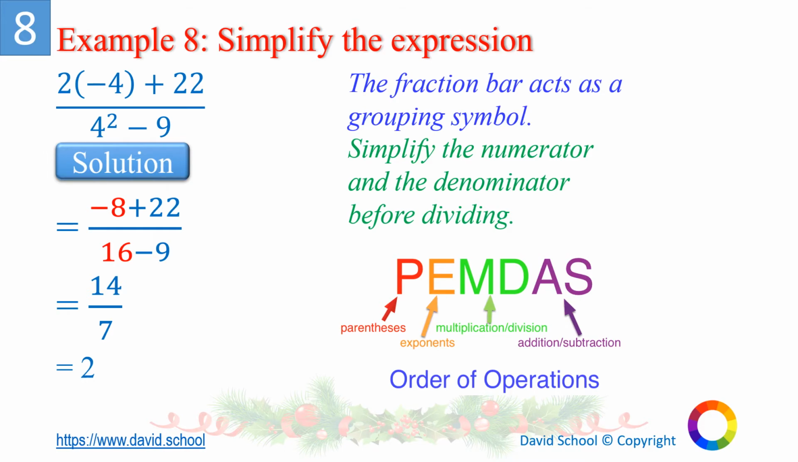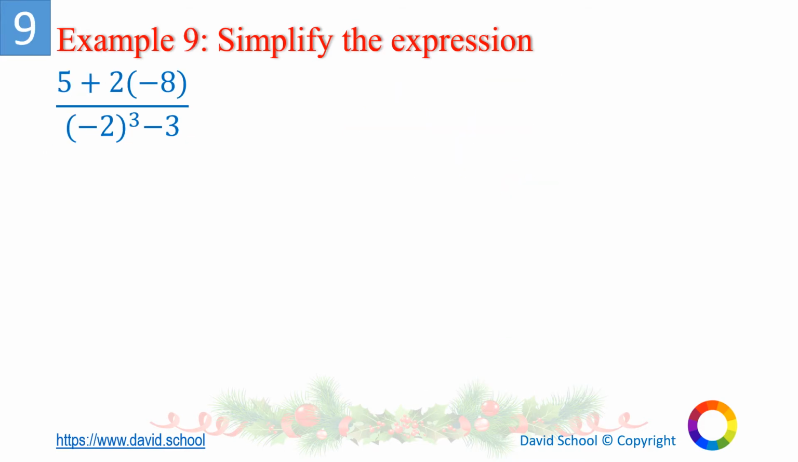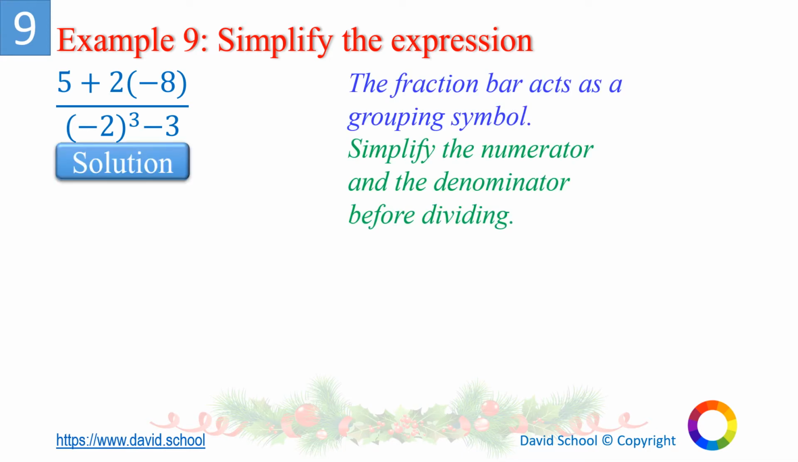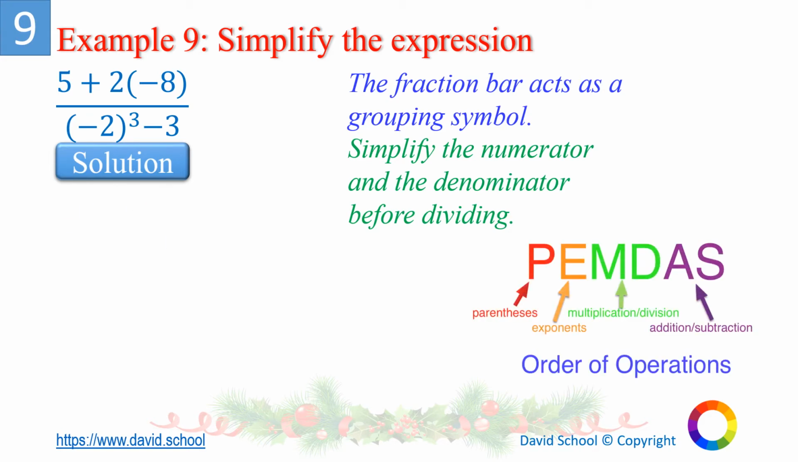Example 9. We have another fraction bar. So this fraction bar acts as a grouping symbol. We simplify numerator and denominator separately and then divide. 5 plus 2 times negative 8, divided by negative 2 cubed, minus 3.